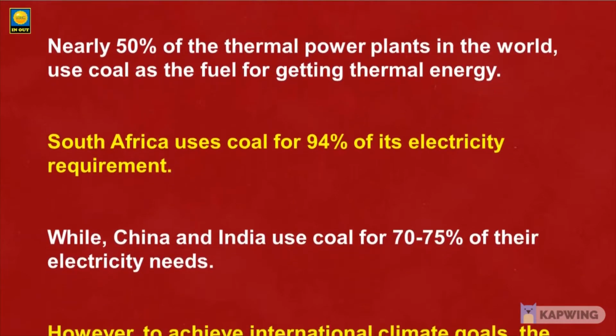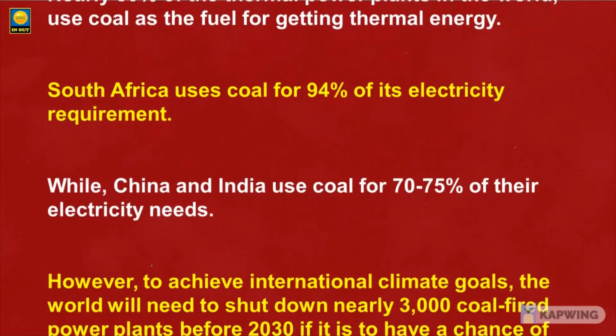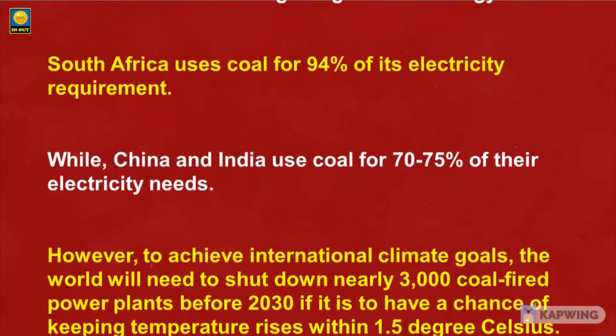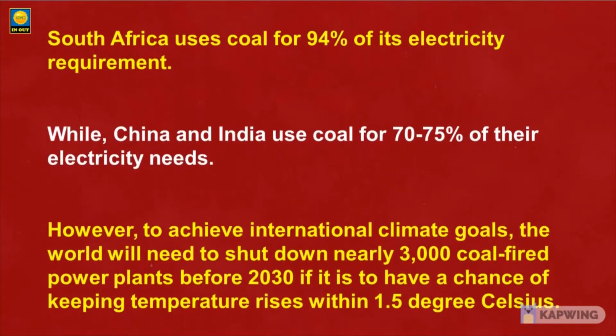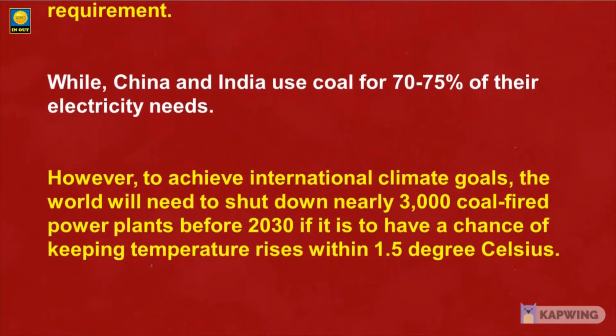However, to achieve international climate goals, the world will need to shut down nearly 3,000 coal-fired power plants before 2030, if it is to have a chance of keeping temperature rises within 1.5 degrees Celsius.